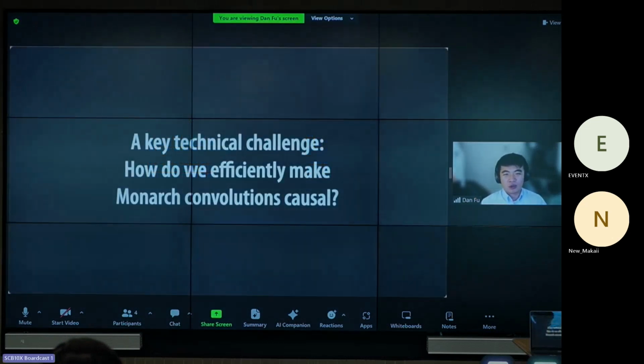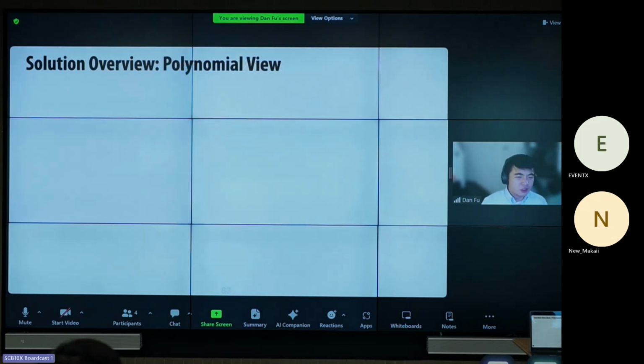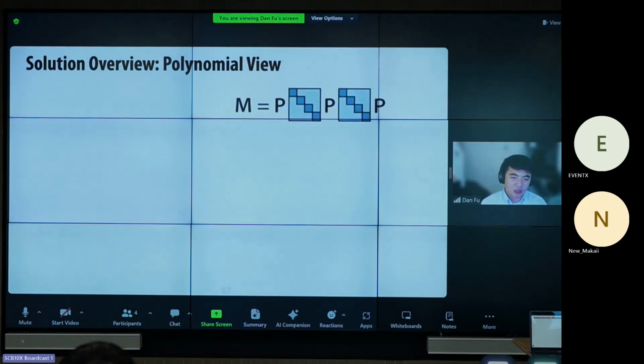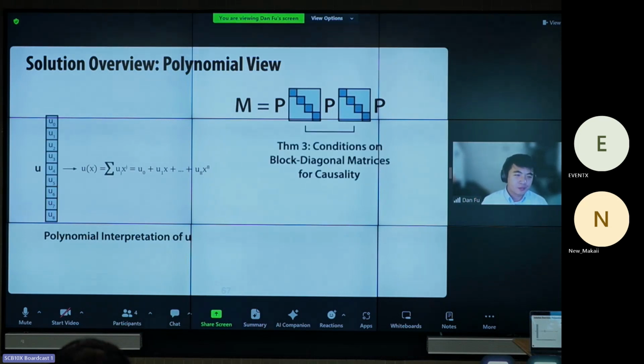So the key technical challenge in our work was how do we efficiently make Monarch convolutions causal? Our approach was, instead of saying we're going to mask out the inputs, we're going to make the transform itself causal. The way to do that, I'll cover very briefly, and if you want more details, you can look at our paper, is we took a polynomial interpretation of Monarch matrix-vector multiply. So let's say you have this Monarch matrix M and this input U of length N. We're going to interpret U as a polynomial of degree N-1. Then we're going to show that Monarch matrix-vector multiplication is just operations with polynomials.